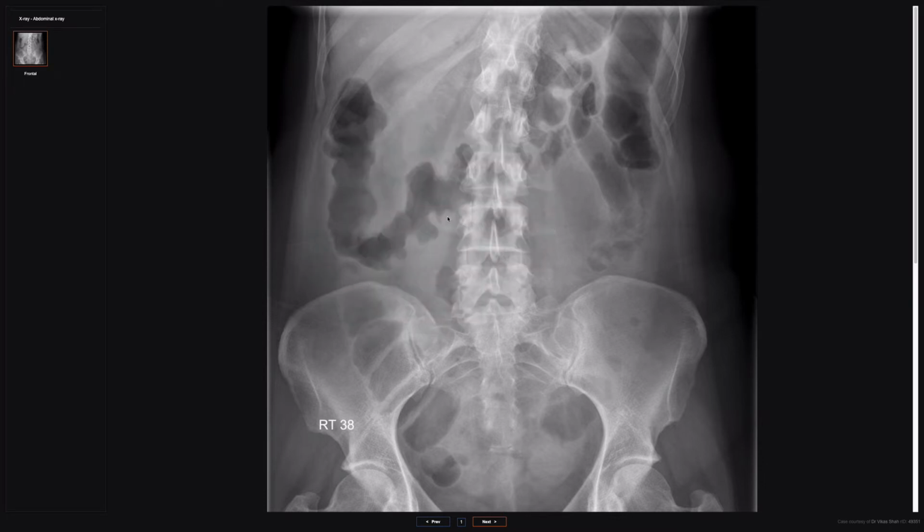Now that's a very non-specific sign of colonic edema. It doesn't tell you what the edema is caused by, whether it's infection, ischemia, some other kind of inflammatory bowel disease. It just tells you that there is edema. And here we see it running all the way along the transverse colon. So it's quite a long length of colonic wall edema.